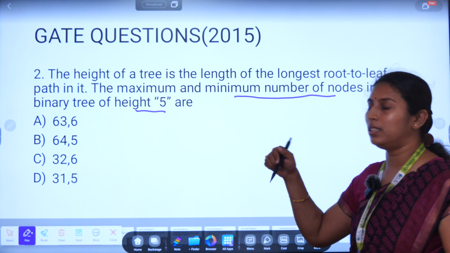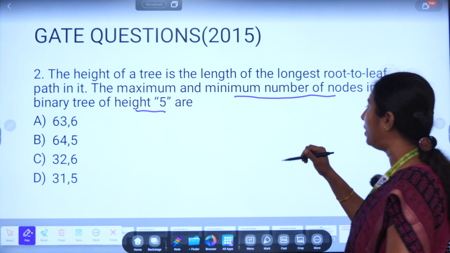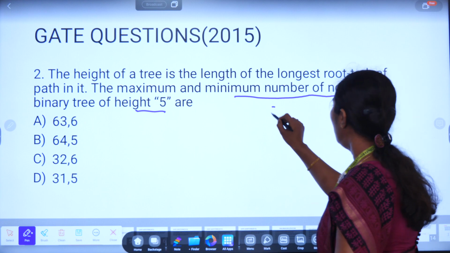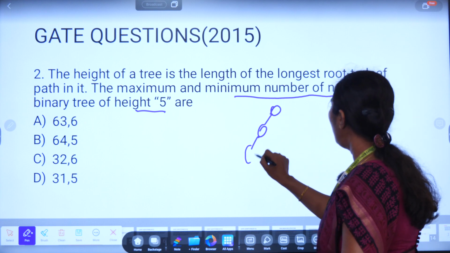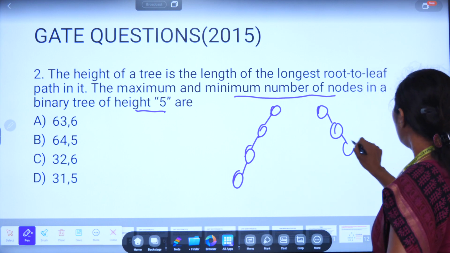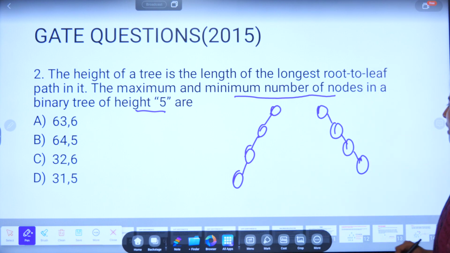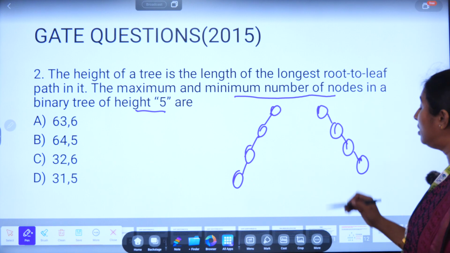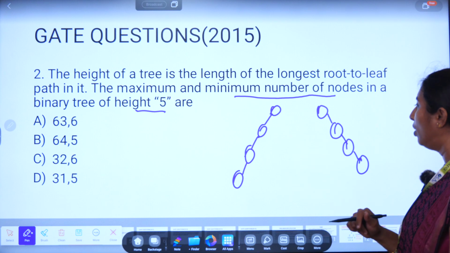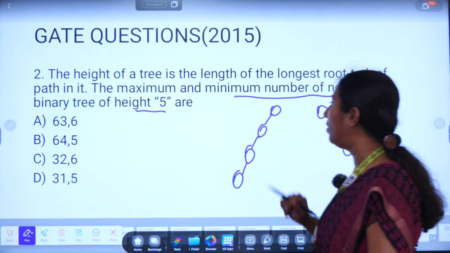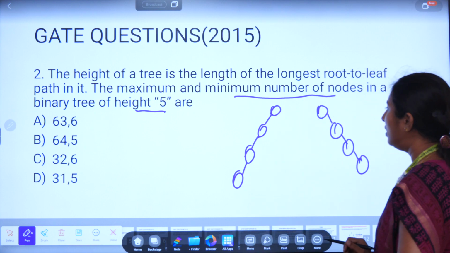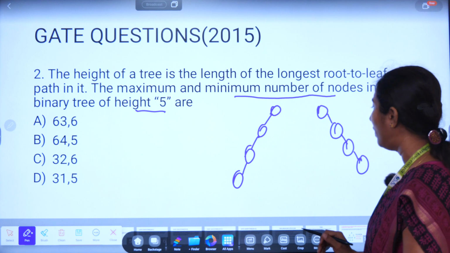For this we are going to consider the skewed tree. What is a skewed tree? It can be a right skewed tree or a left skewed tree. If you consider a left skewed tree, it will be like this. We can also have a right skewed tree, which can look like this. Since this is the tree, we can calculate the minimum number of nodes. Since the height they have given here is 5, we need to identify how many levels we can have for the height given as 5.